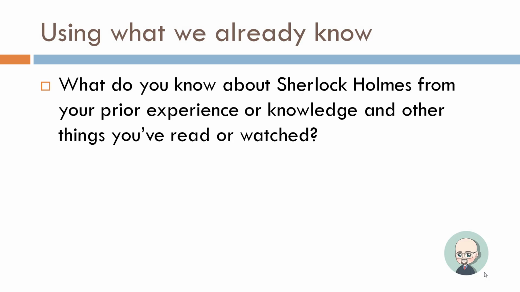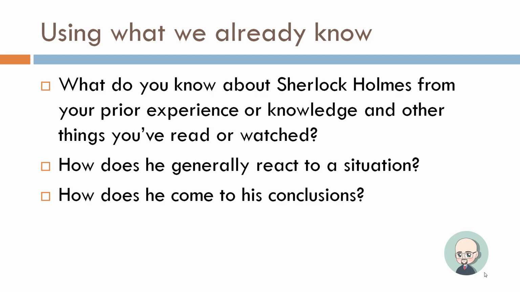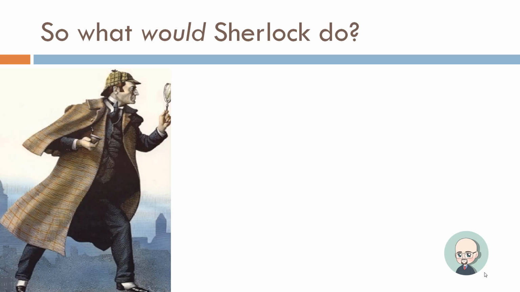Using what we know. What do you know about Sherlock Holmes from your prior experience or knowledge and other things you've read or watched on television, radio, etc.? Think about that. You have some knowledge you're bringing to this. How does he generally react to a situation from what you know? How does he come to his conclusions? So what would Sherlock do?